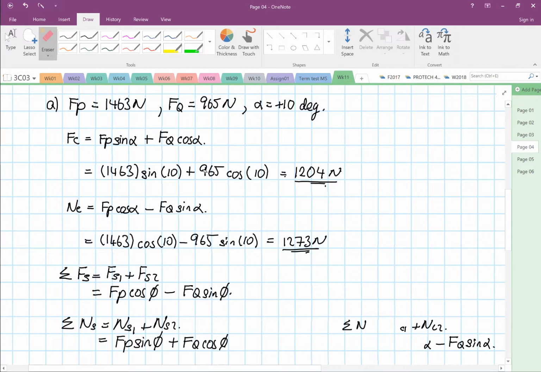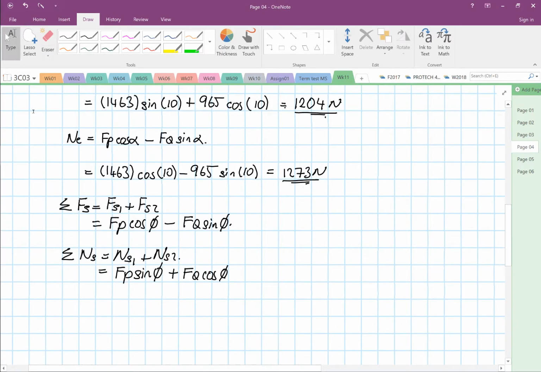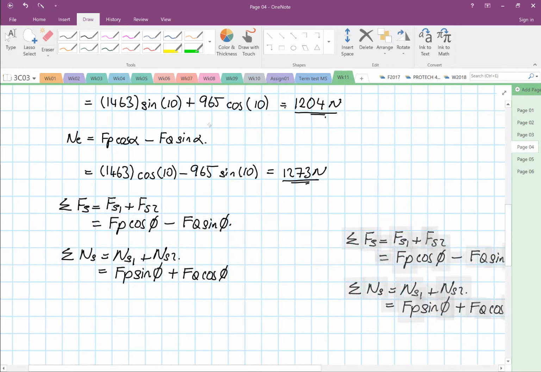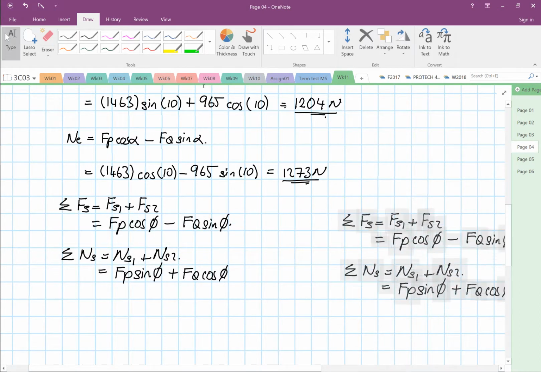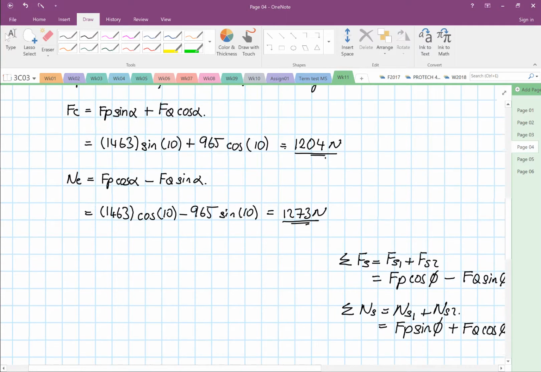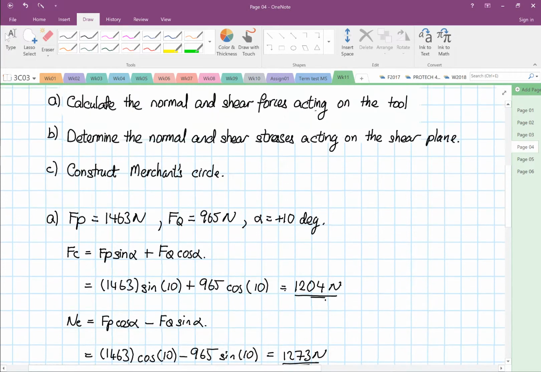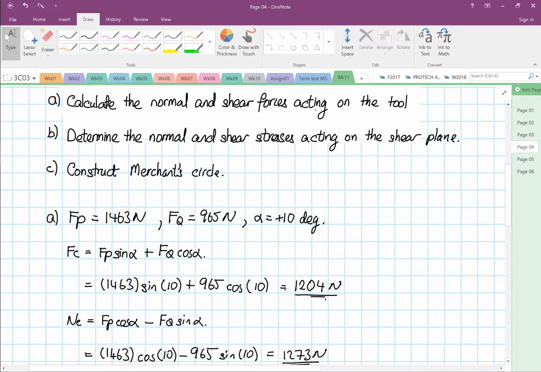Really straightforward, isn't it? But you don't memorize the formula. It's so easy to derive. Just derive it. But I did not want to derive it because I want to show you how to plug in the numbers quickly. So part B, right? Part B, you have to determine the normal and shear stresses acting on the shear plane.